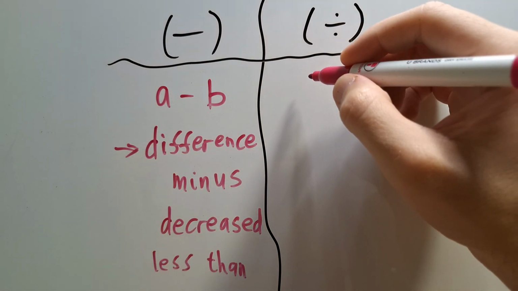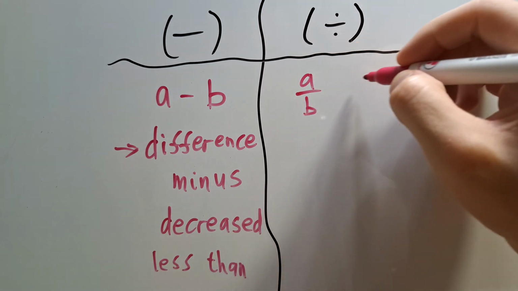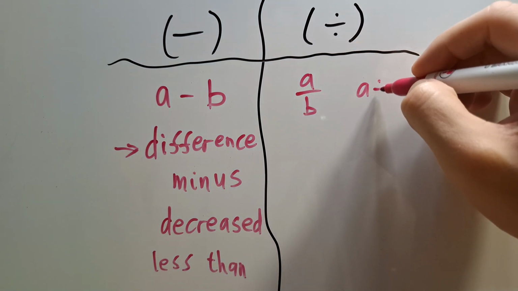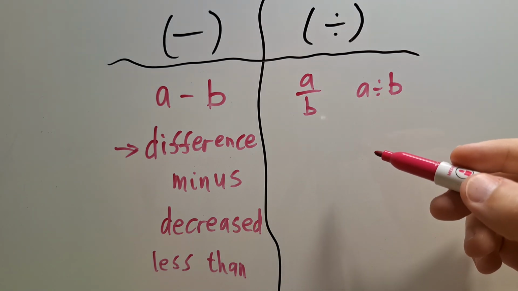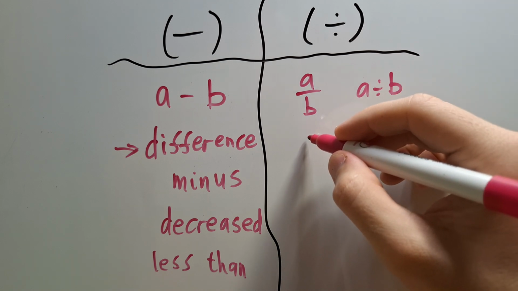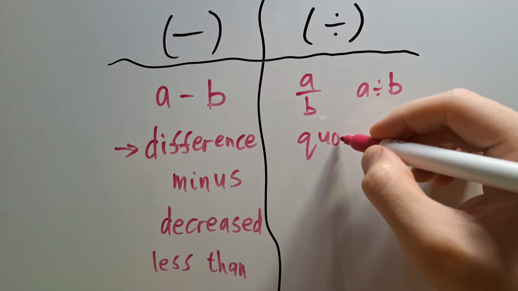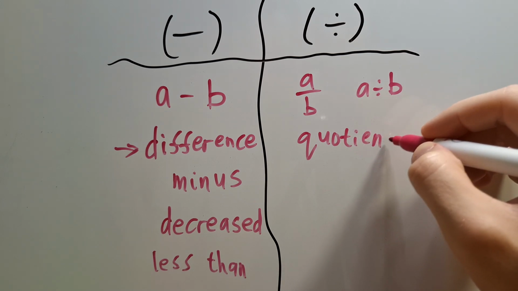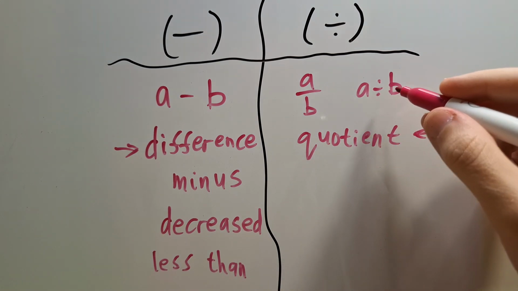So a couple different ways to write division. We could say A divided by B this way, or we can say A divided by B this way. They both mean the same thing. One way we know we're dealing with a division problem, if this was written out in words, we could say the quotient. Remember that this means the answer to a division problem.